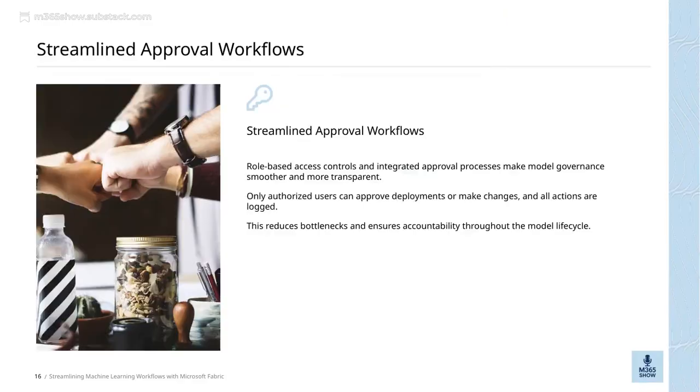Let's talk about streamlined approval workflows in Microsoft Fabryx. One of the key benefits here is the role-based access controls combined with integrated approval processes. This setup makes model governance much smoother and more transparent. Basically, only authorized users can approve deployments or make changes, which helps keep everything secure and well-managed. And to ensure accountability, all actions are logged. This means we can track exactly who did what and when.